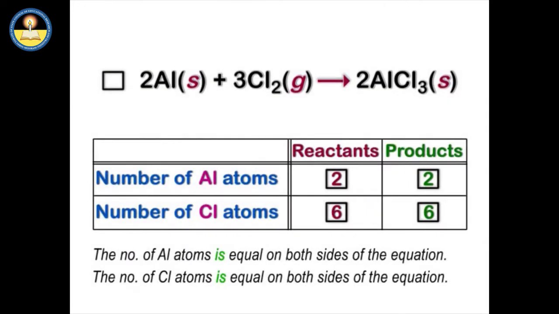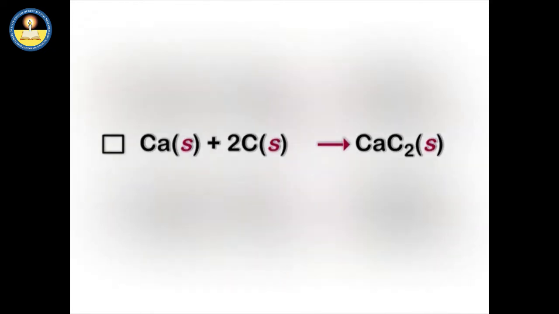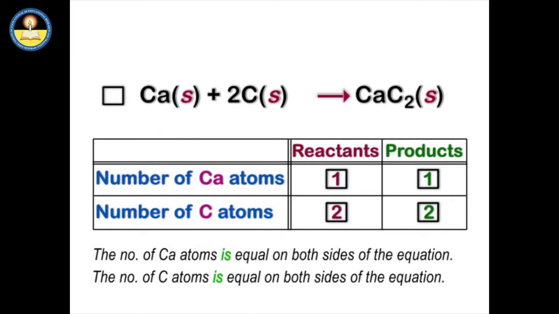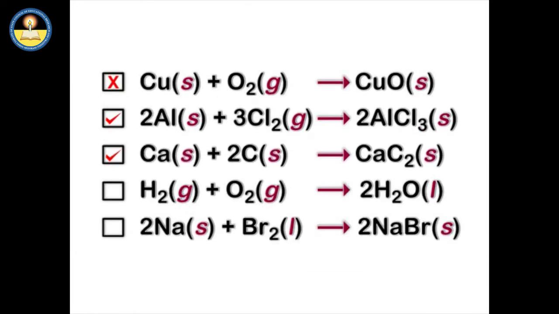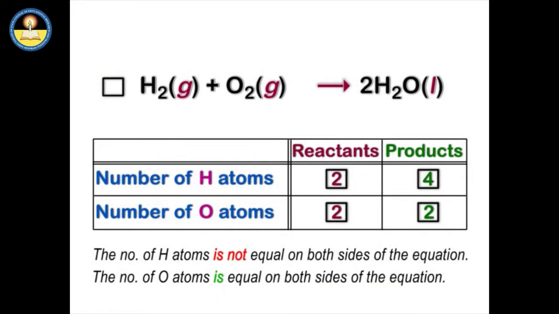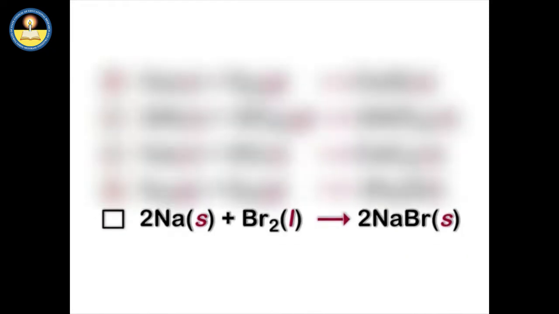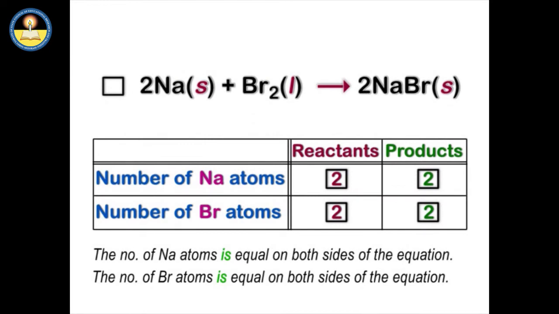In the second equation, masses are balanced on the left and right-hand side, so it follows the law of conservation of mass. In the third equation too, masses are balanced on the left and right side of the equation. So, this example too follows the law of conservation of mass. In the fourth equation, masses are not balanced on the left and right side of the equation. So, it does not follow the law of conservation of mass. In the last equation, we find that masses are balanced in the right and left side of the equation. So, it follows the law of conservation of mass.